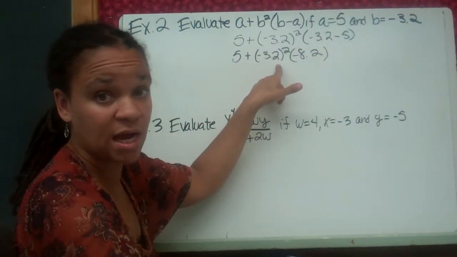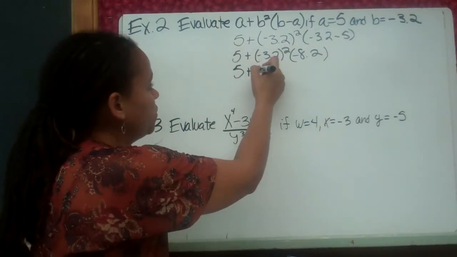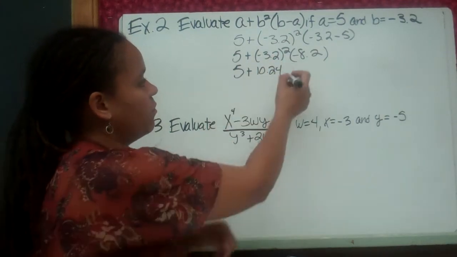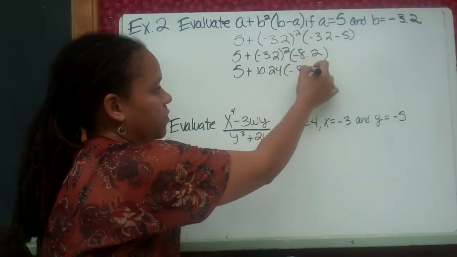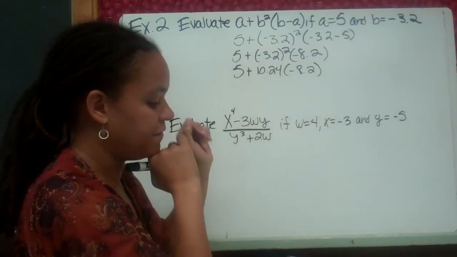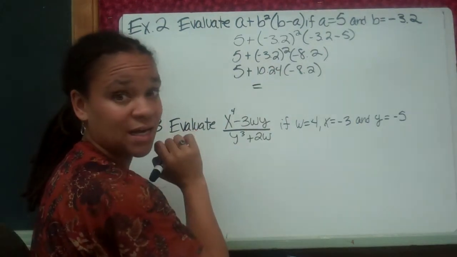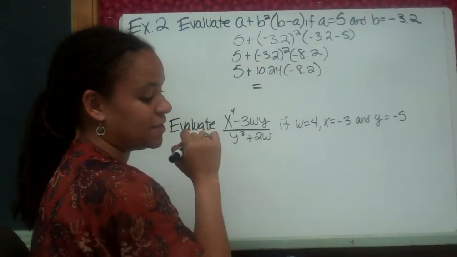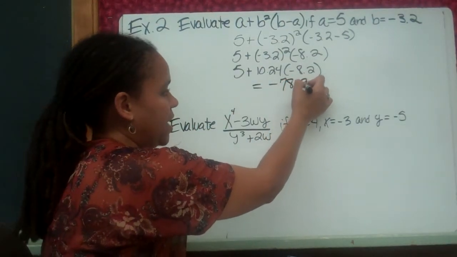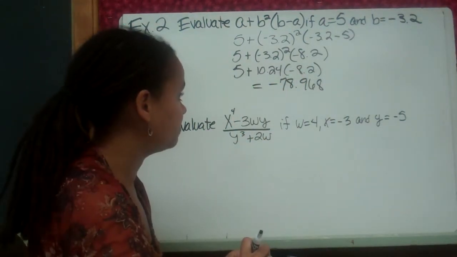Let's use our exponents now because we're done with parentheses. Let's square it. So we would have 5 plus 10.24, if you had your calculator and you squared that. And we still have to multiply that by negative 8.2. So now we want to use multiplication. So we need to multiply these before we add 5. So if you multiply these and then you add 5, try it for a second, see if you get the same thing as I did. And I got negative 78.968. So just make sure you multiplied first and then went ahead and added the 5.